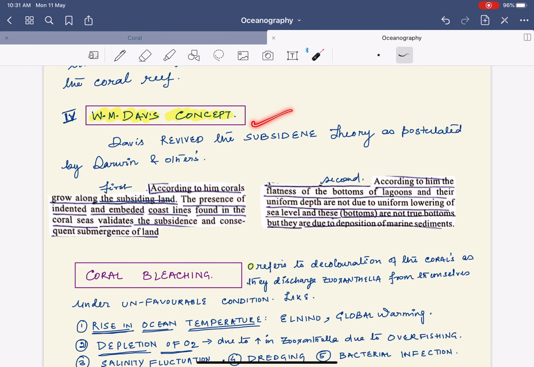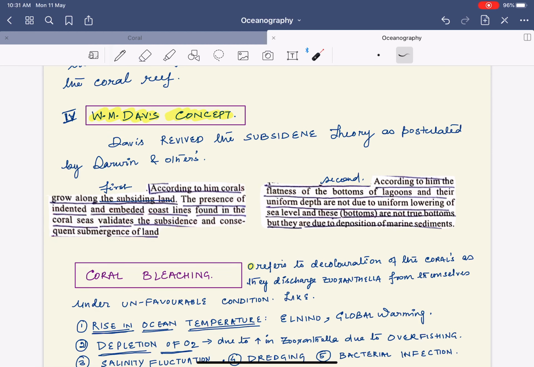Next we have Davis. See, Davis did not propound any new concept, rather he supported the subsidence theory. He says two things to support it. First, according to him, corals grow along the subsiding land. Next, the presence of the indented or embayed coastline found in the coral seas validates the subsidence and the consequent submergence of the land. It says that the coral reefs are found along the subsiding land, meaning wherever the land is subsiding, there we are finding the coral reefs, or where the water level is emerging.